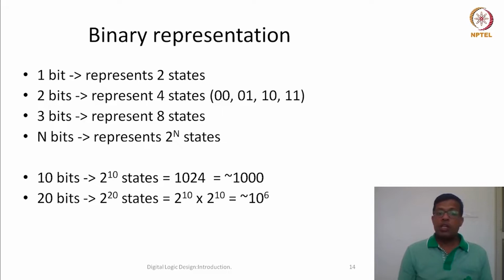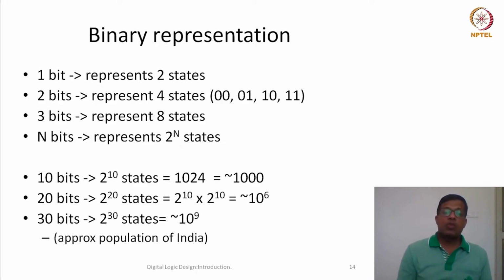Okay, so similarly, if I go for 30 bits, the total number of possible values would be exactly 2 to the power 30. And if I approximate, it is 10 to the power 9, that is 10 to the power 3 cross 10 to the power 3 cross 10 to the power 3, 1000 cross 1000 cross 1000. So that means 10 to the power 9, which we call 1 billion. So 20 bits could represent 1 million possibilities, and 30 bits can be used to represent 1 billion possibilities.